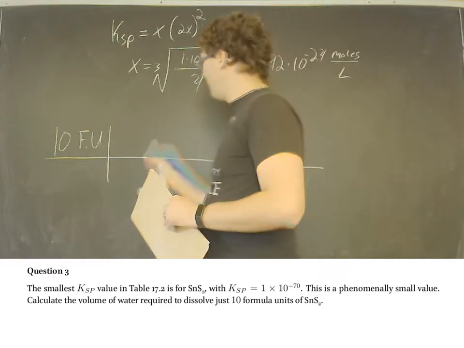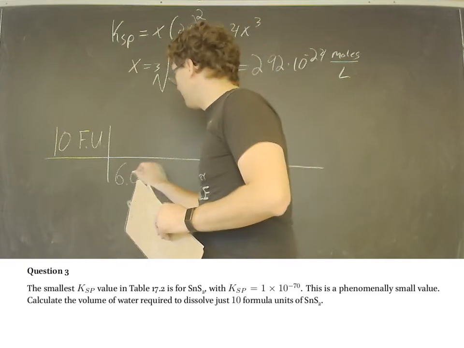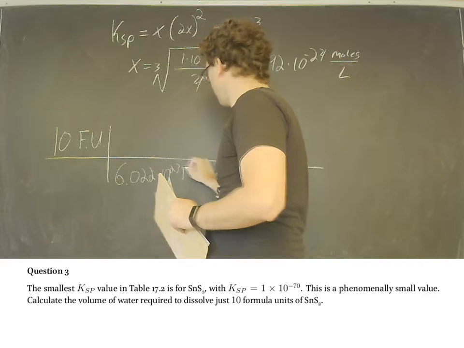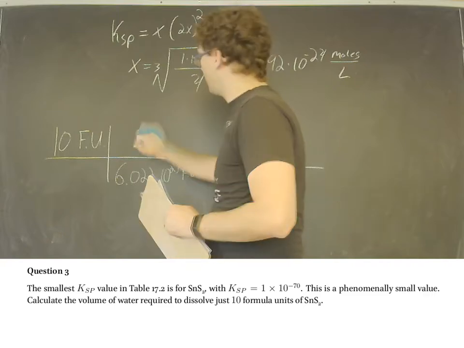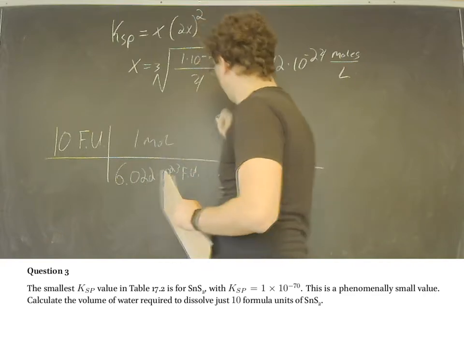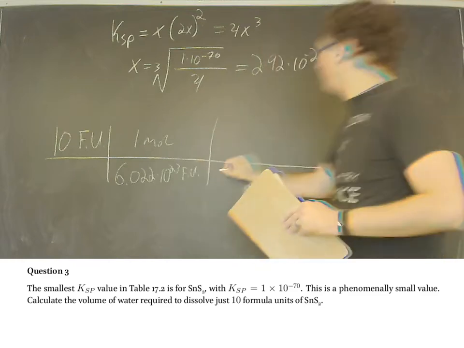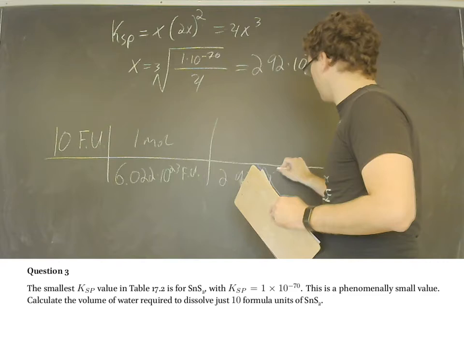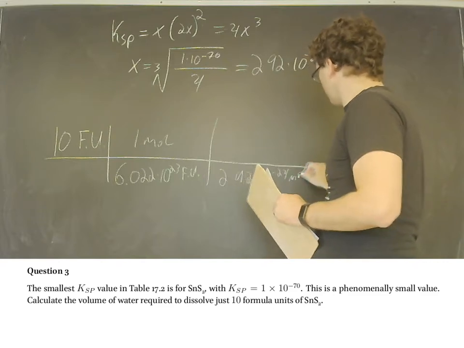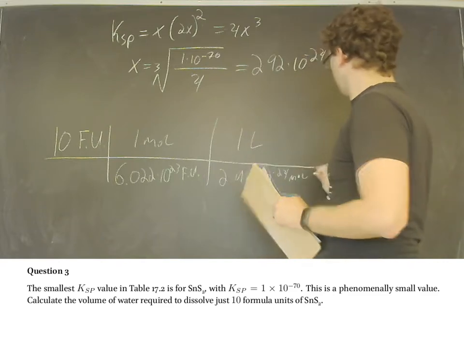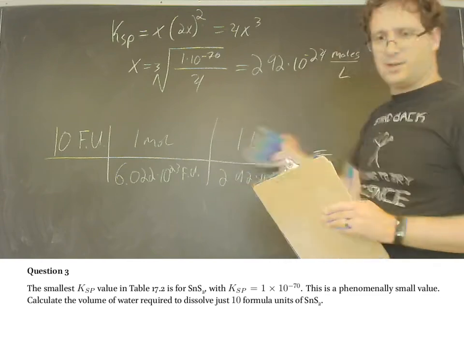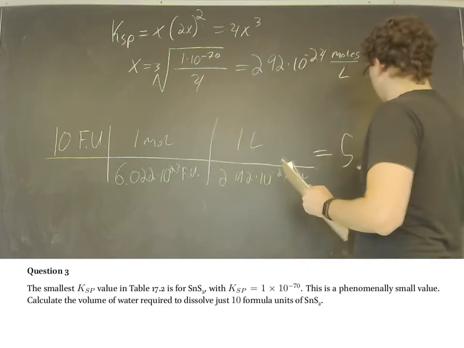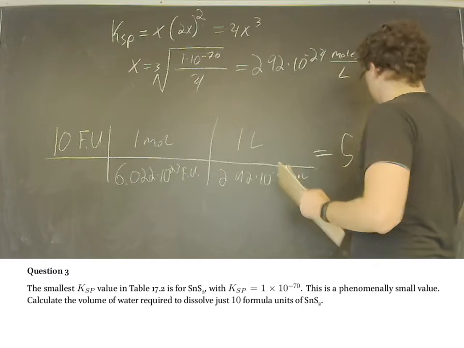So I want to get into moles. I know that it takes 6.022 times 10 to the 23rd formula units to get 1 mole. And I know that 2.92 times 10 to the negative 24th moles is going to give me 1 liter. So that's all there is to it, a pretty simple dimensional analysis problem, and you end up with 5.7 liters.